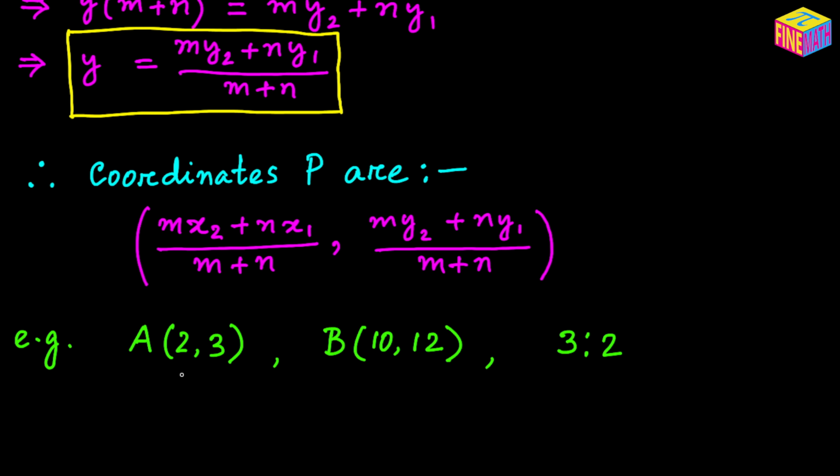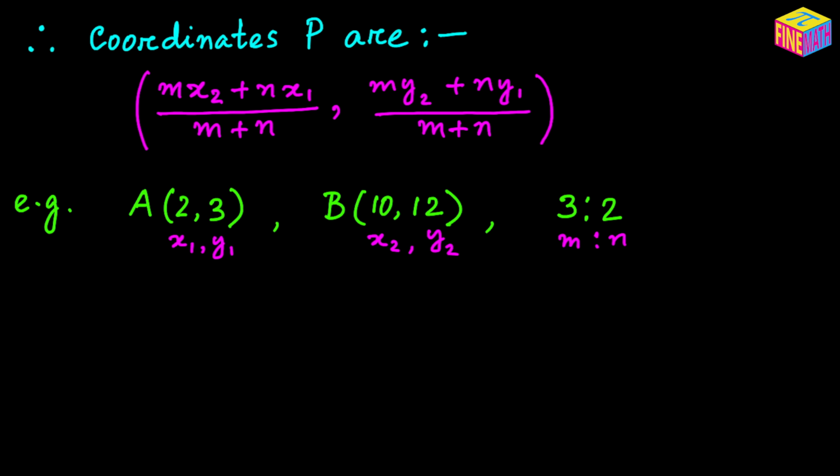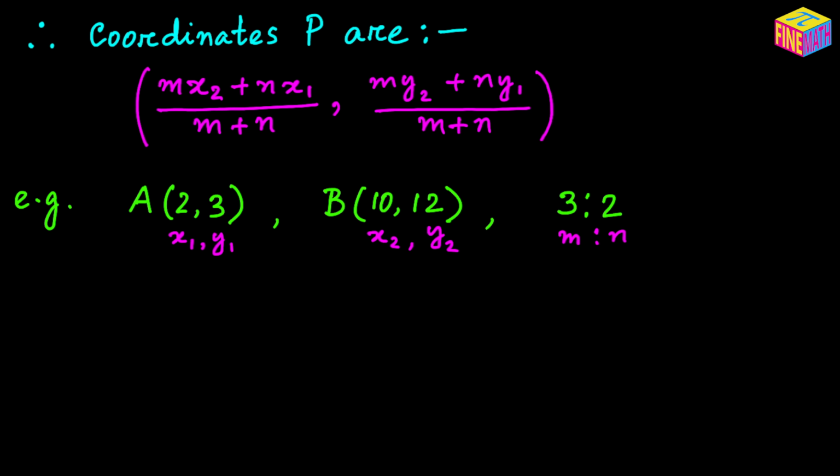So you see, this is our x sub 1 and this is our y sub 1, and here this is our x sub 2 and this is our y sub 2, and this is our m and this is our n. So this is that m is to n ratio. Now we have been provided the values of x sub 1, y sub 1, x sub 2, y sub 2, and m and n, and we have to find the coordinates of P.